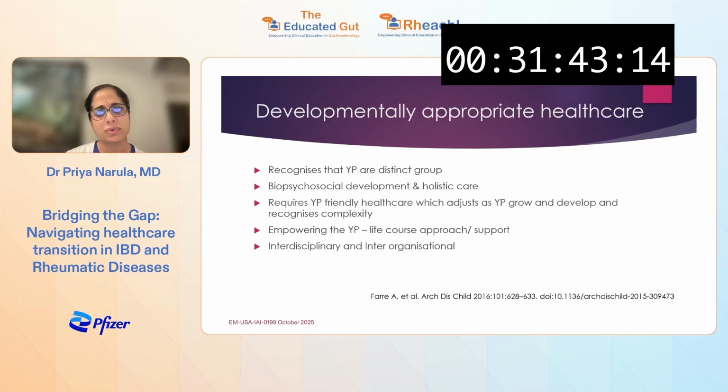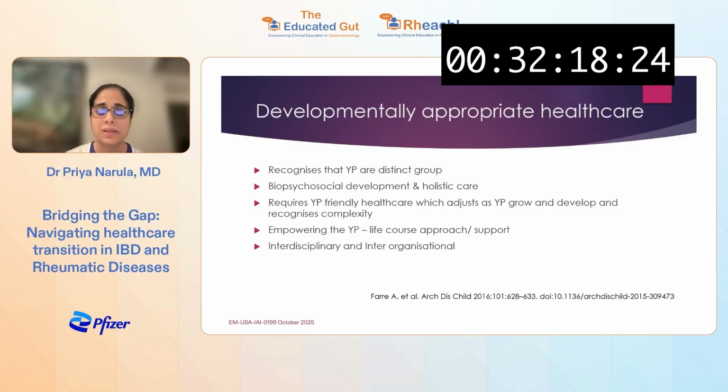So just to go through that a little bit more, this was a nice scoping review that was published in 2016, and this was looking at the understanding of healthcare professionals and managers in the NHS in the UK, and there were 5 key themes that emerged, and this was that developmentally appropriate healthcare recognizes that young people are a distinct group. They're different from children, they're different from adults. It's thinking about their biopsychosocial development and holistic care.